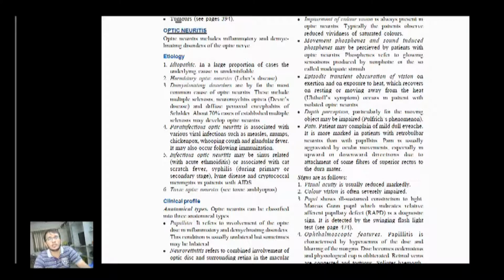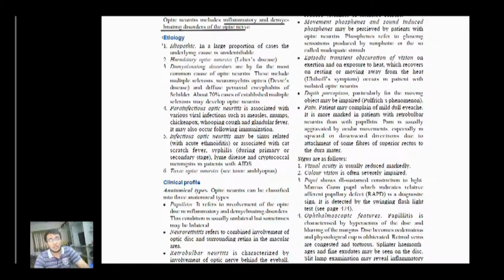So what is optic neuritis? Optic neuritis includes inflammatory and demyelinating disorders of the optic nerve. Next, what is the etiology of optic neuritis? Etiology includes idiopathic, then hereditary, third demyelinating disorders, fourth para-infectious causes, fifth infectious causes, and sixth toxic optic neuritis.